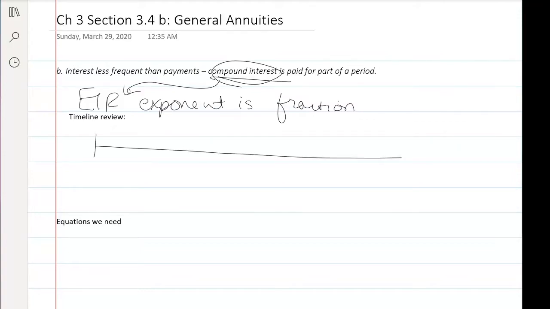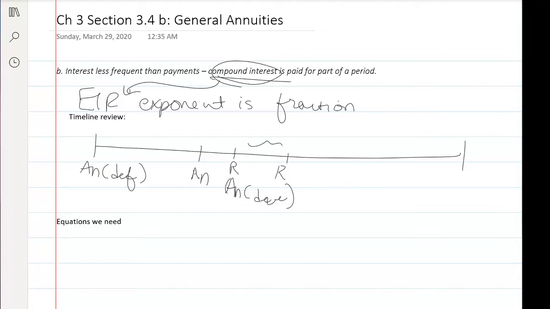Just to review, we have our giant timeline over here. We have A sub n deferred. Here's A sub n, many periods later. Next, we have our regular payments. Here would be A sub n due. Then our next regular payment, and this is however far they are apart. We'd want to note that on our timeline. Here's our last R, and at the time of the last payment, that's S sub n. One payment period later is S sub n due, and then many periods later would be S sub n deferred.